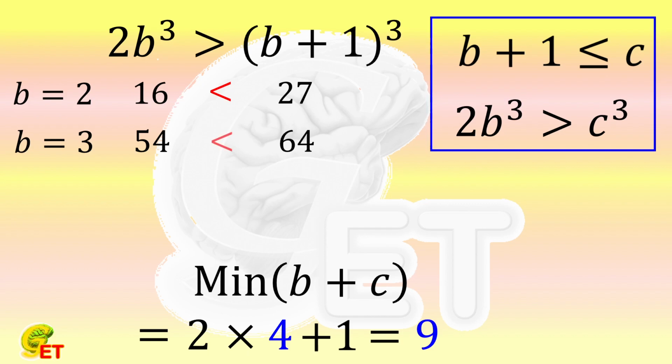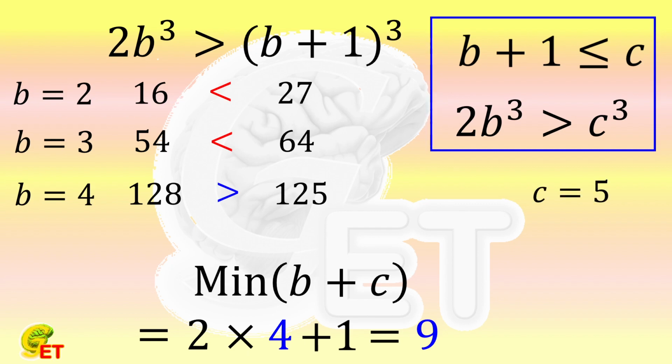Not work either. When b equals 4, twice the cube of b equals 128, and the cube of b plus 1 equals 125. So 4 is the first integer b that fulfills the requirement. In this case, c is equal to b plus 1, which is equal to 5. And a is equal to 125 minus 64, which is equal to 61.